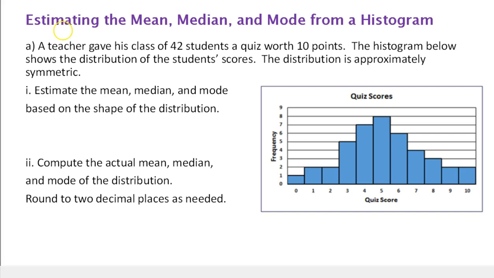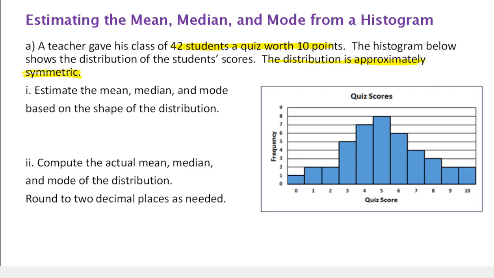In this video, we're going to estimate the mean, median, and mode from a histogram. A teacher gave his class of 42 students a quiz worth 10 points. The histogram below shows the distribution of the students' scores, and we're told the distribution is approximately symmetric.